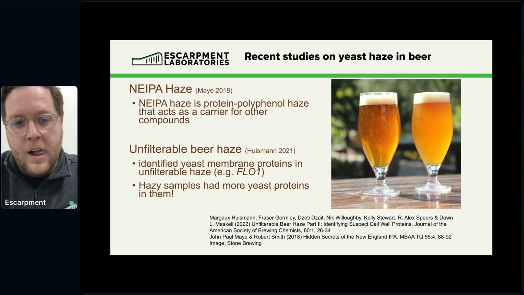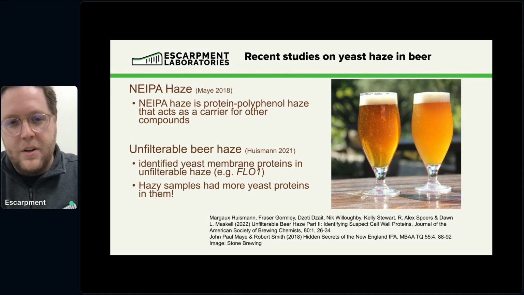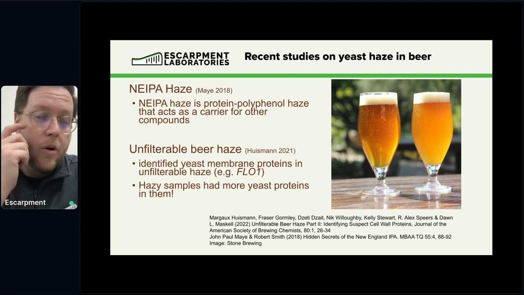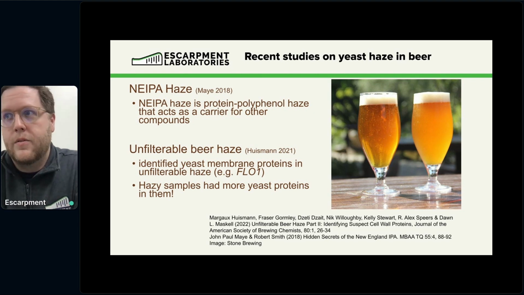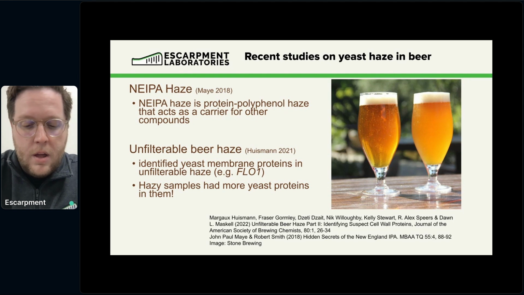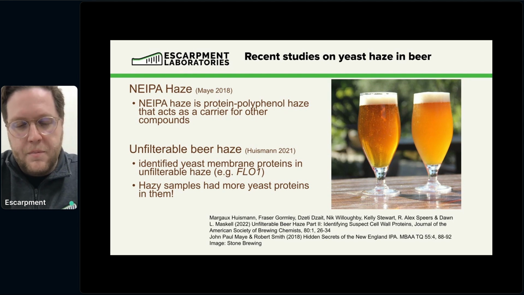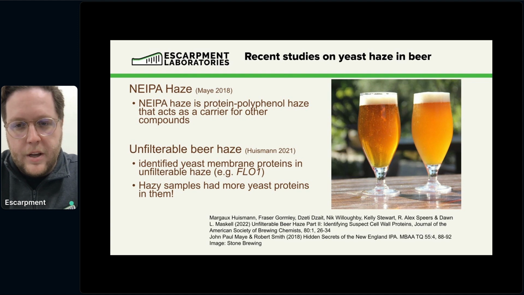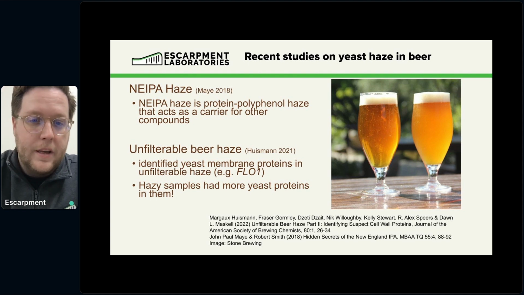And what they found was that New England IPA or hazy IPA haze is a protein and polyphenol haze. It can also bind to other things and act as a carrier for those, whether that's for flavor or for other functions. That haze is relatively stable and typically consists of a lot of protein, proline-rich protein, and polyphenol. So that was great, although we didn't fully understand other contributions like yeast.